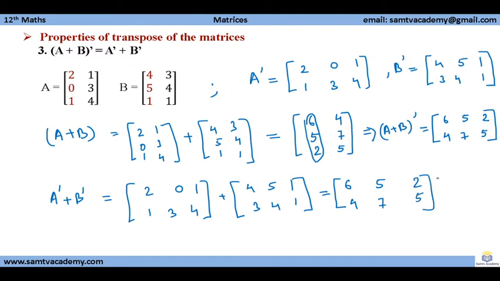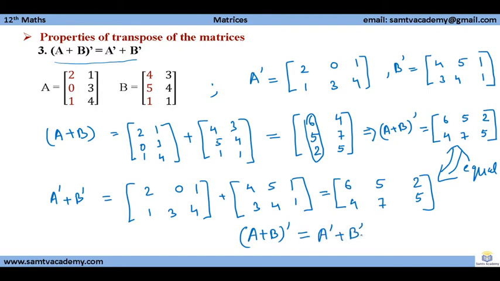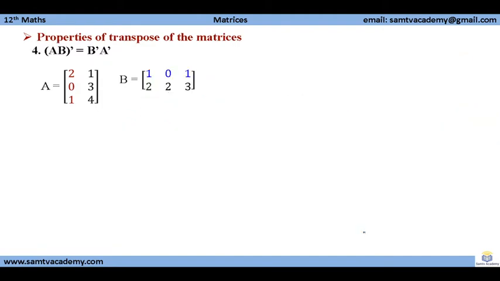So what we can see is that these both are equal. Hence we see that this property is proved: if we first sum two matrices and take their transpose, or we first take the transpose of both matrices and then add them, both will be equal. So our property is proved that (A plus B) transpose is equal to A transpose plus B transpose. So what is the next property?